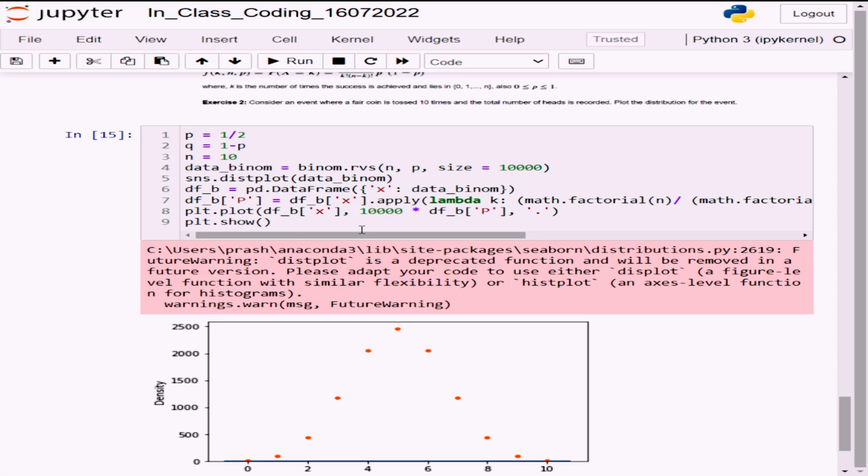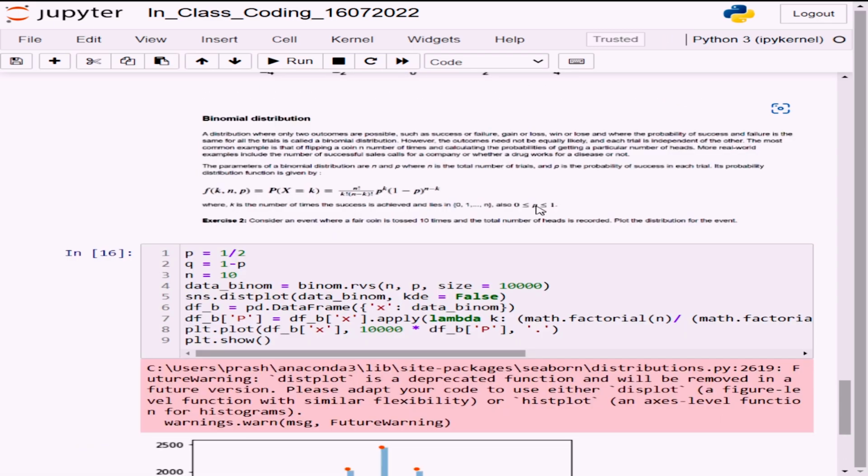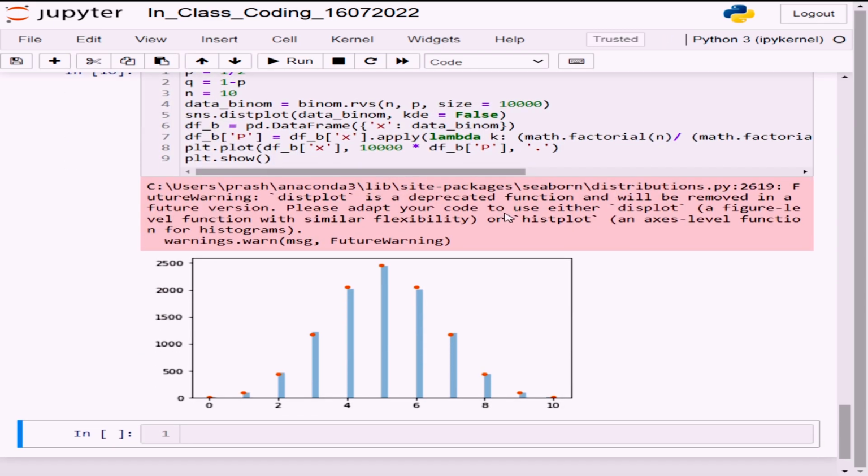Plot, plt.plot x. Okay, list plot by. Let me go for, I don't want a KDE. There is a kernel density, right? So that I can actually... Okay, let's check. Yeah, all right. So we got it.